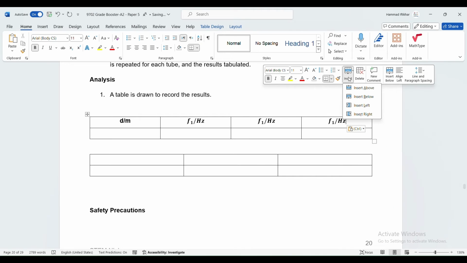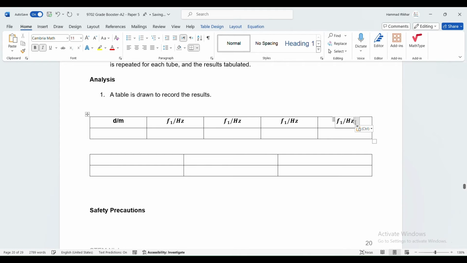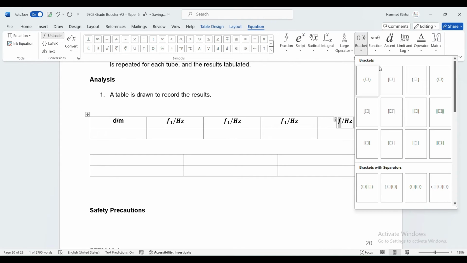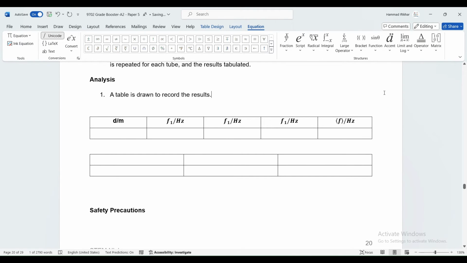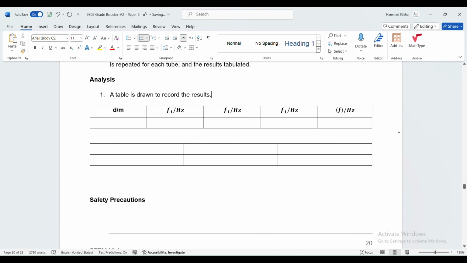So insert the right. And this I will choose to be in average bracket over here. Okay. So for each diameter measured in meters, obviously we will convert it into meters. Then frequency, repeated each time. All right. So table is drawn to record the results.